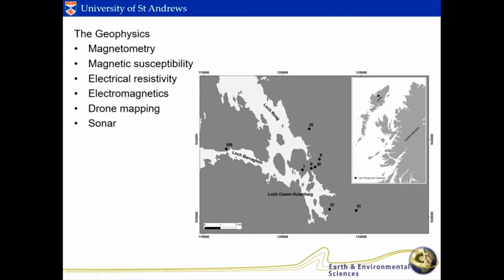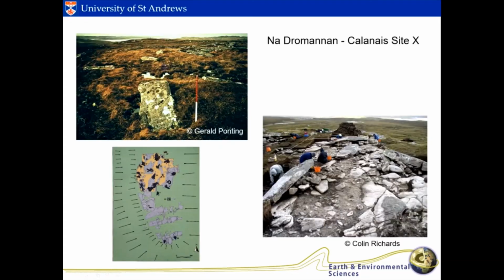I'm going to take us to two sites, one at site 10 here and one site 11 up here. So these are satellite sites to the main Calanais stone circle site, site 1. And if you go to this landscape, you know that there are many satellite sites of stone circles.